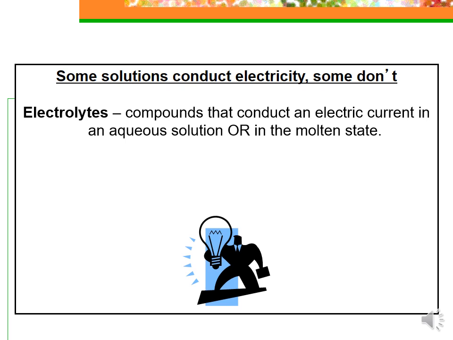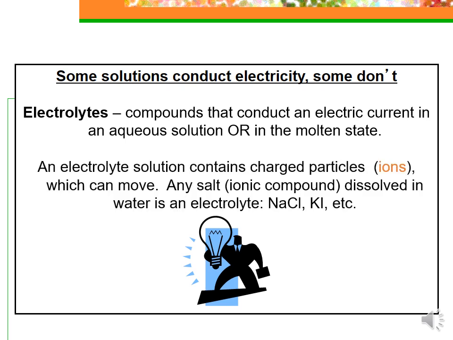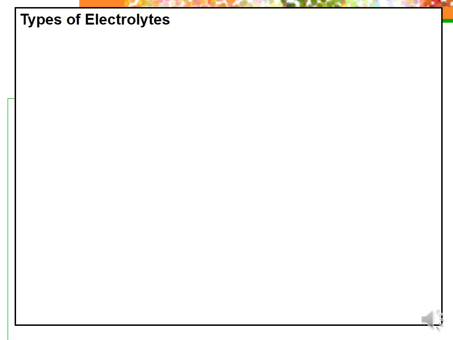If they conduct electricity, we consider them electrolytes. An electrolyte solution has charged particles, so it has ions. Ions can move, so any salt that's dissolved in water would be considered an electrolyte. Sodium chloride, potassium iodide, all of the different salts.